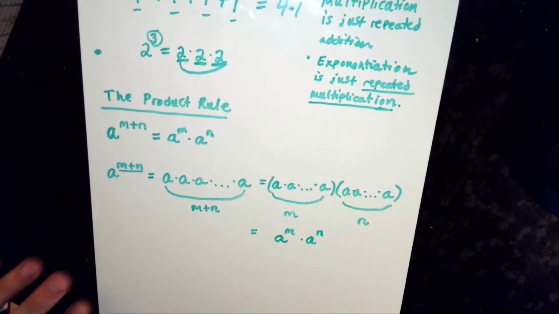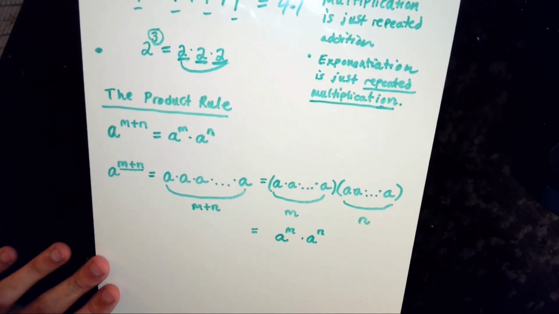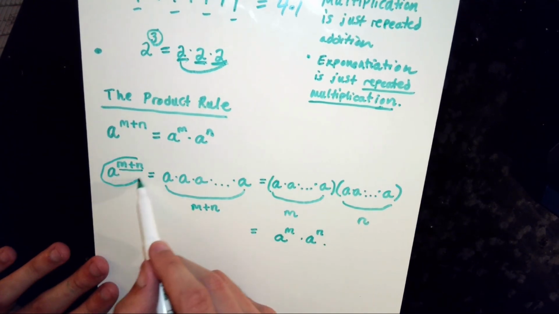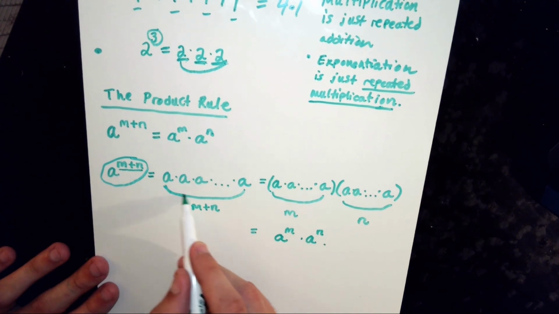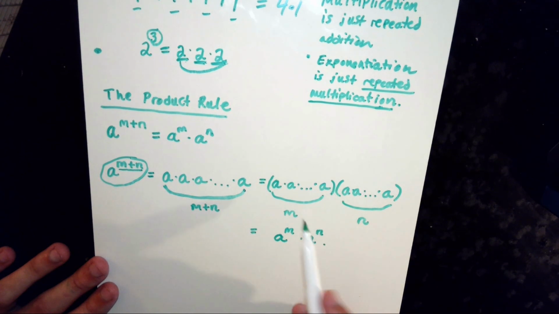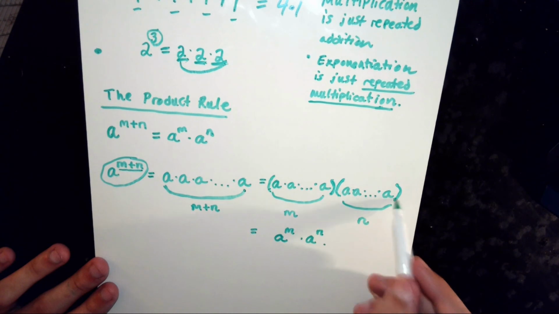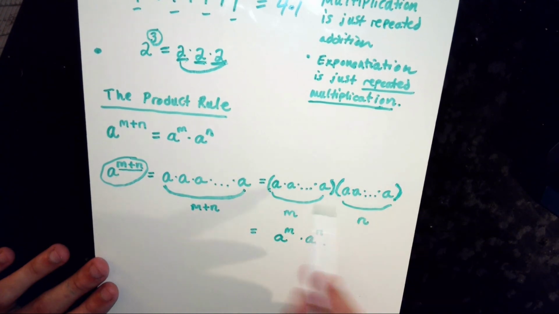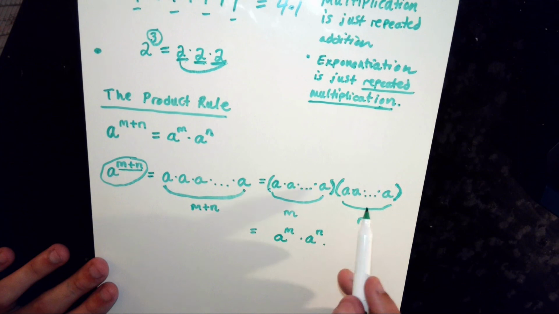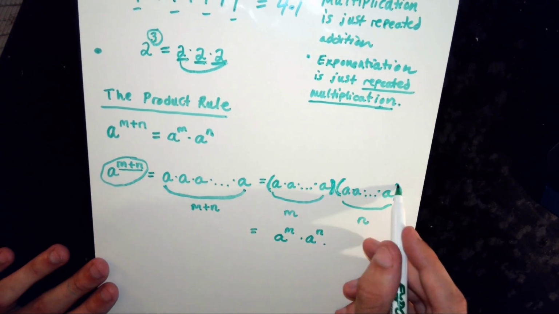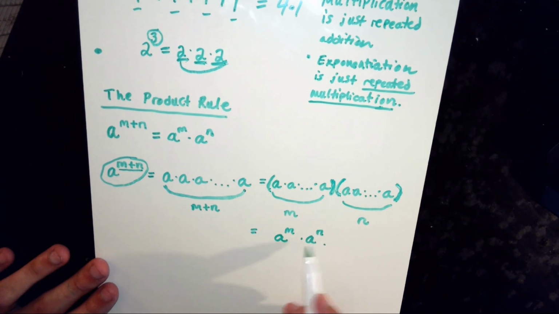So notice, it was a little bit informal, but we really just proved the product rule. We started with just the left-hand side, and using the definition of exponentiation alone, and rearranging a little bit using the commutative property of multiplication, we note that you can split it up like this. So you end up getting a to the m times a to the n. So we actually just proved this.